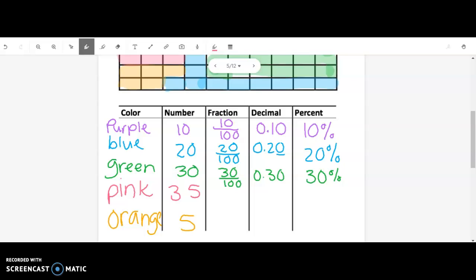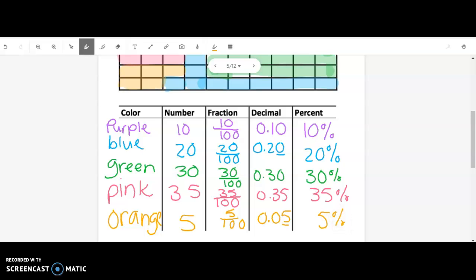Pink, I have 35 squares that are pink, so 35 out of 100 or per 100, which would be 35 hundredths. Looks like 35 cents, and 35%. And my last one, orange, 5. So 5 out of 100 are orange. It's going to be a small percent. The decimal for that is 5 hundredths. So all I need here is a 5 in the hundredths place. And for my percent, it's just going to be 5%.